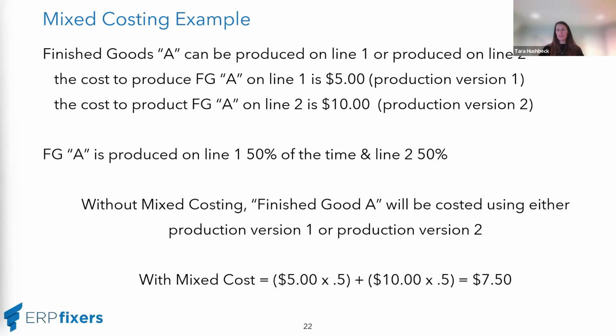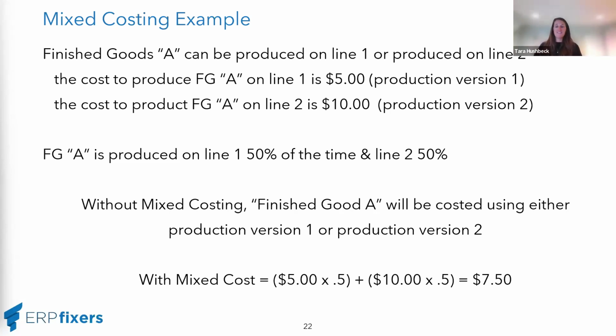So I'm going to run through a really quick, super simplified example here using numbers that I could remember. If you have a finished good that can be produced on line one or line two, the cost to produce the finished good on line one is $5. To produce it on line two is $10. And you produce it on line one 50% of the time, and on line two 50% of the time. So one of the options is that you can tell SAP, I want you to produce it with production version one or production version two.